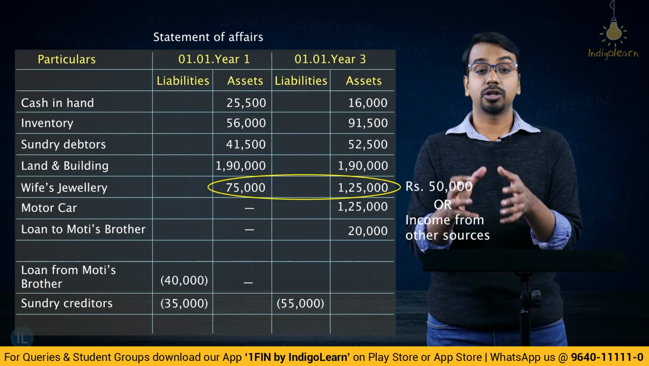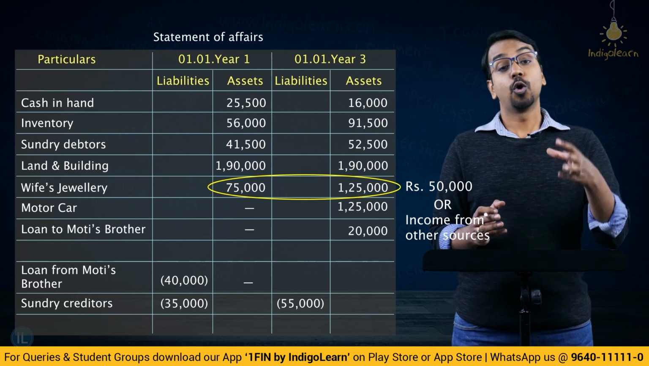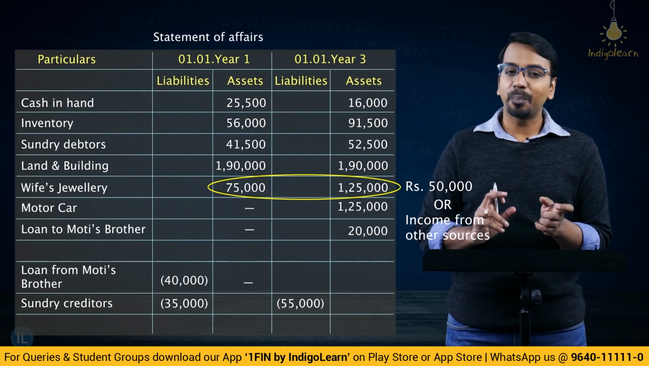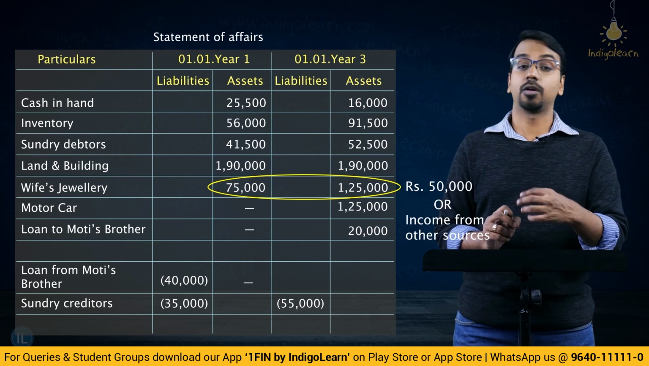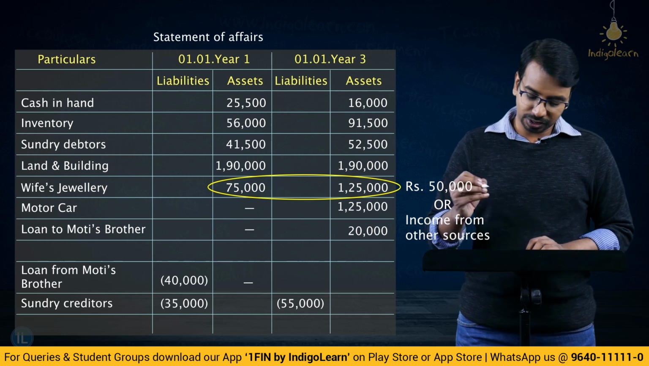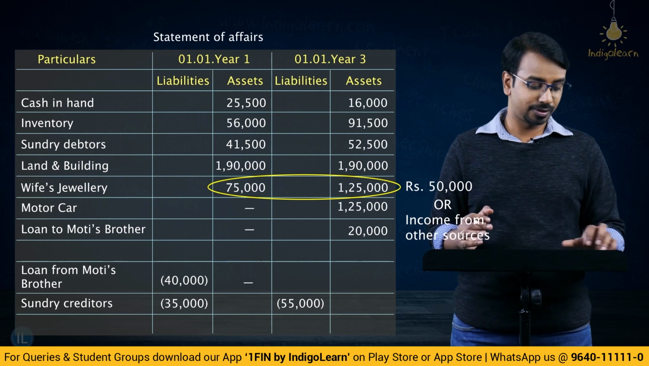So, this is the position of total assets and liabilities. With this, you can arrive at the capital balance, and you can compare two capital balances, adjust it obviously for the drawings and arrive at the profit. So, let us figure out what is the capital balance.